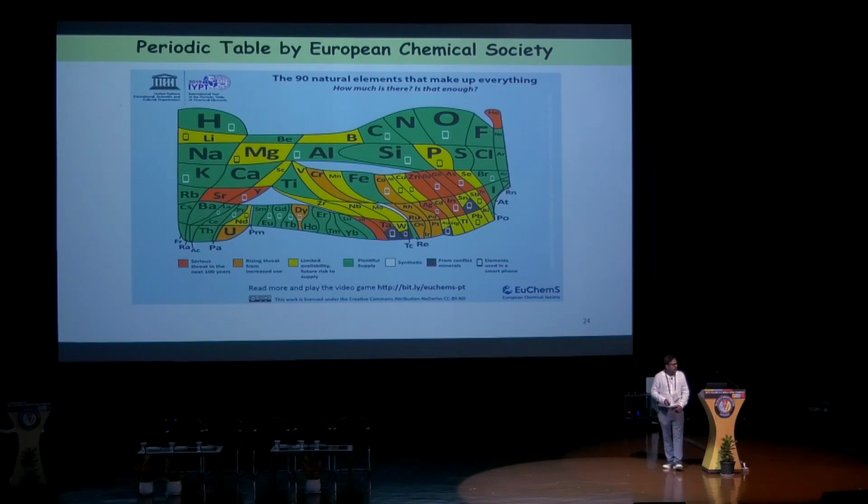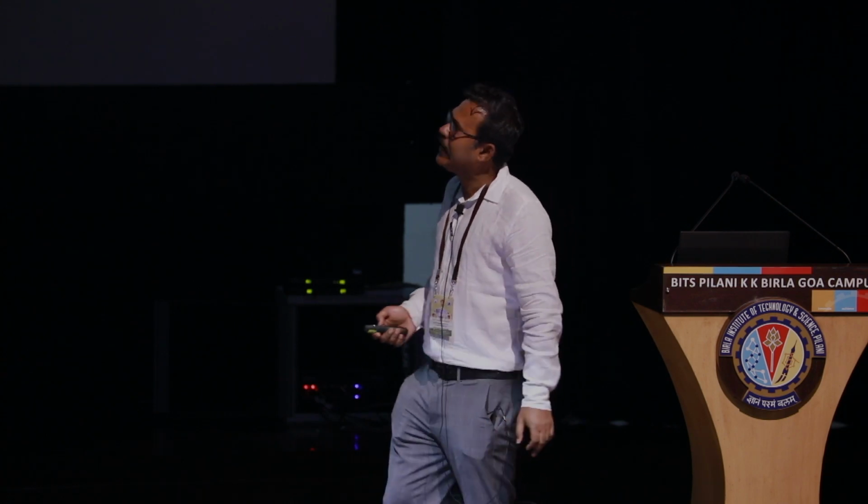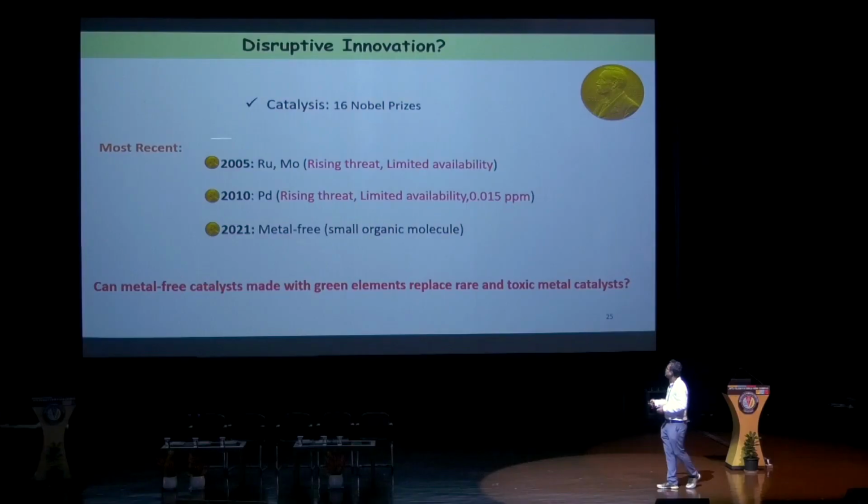Another thing is the periodic table, I would like to show you that there are certain elements which are used for catalysis, the orange colored elements: cobalt, rhodium, ruthenium, osmium, palladium, platinum. And they have a rising threat if we are going to use too much. We need to use more and more green elements, which are abundant, for doing catalysis, but they are not catalytically active. What we need is a disruptive idea so that we can bypass these very, very expensive and rare metals.